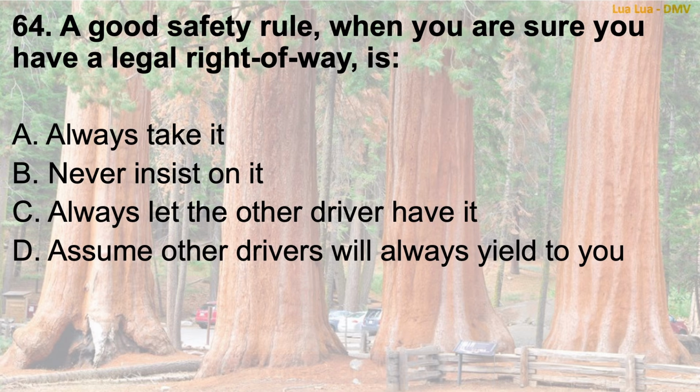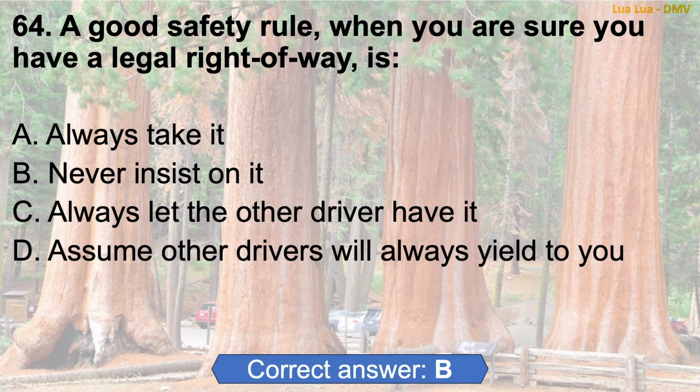Question 64. A good safety rule, when you are sure you have a legal right-of-way, is A. Always take it. B. Never insist on it. C. Always let the other driver have it. D. Assume other drivers will always yield to you. The correct answer is B. Never insist on it.